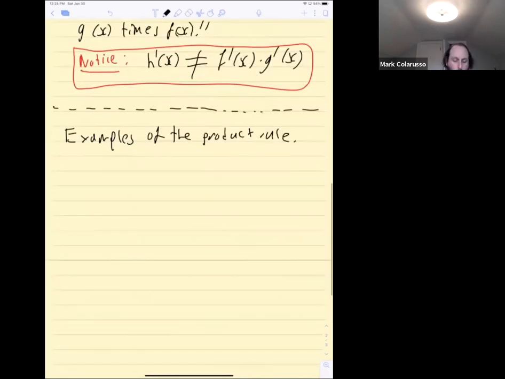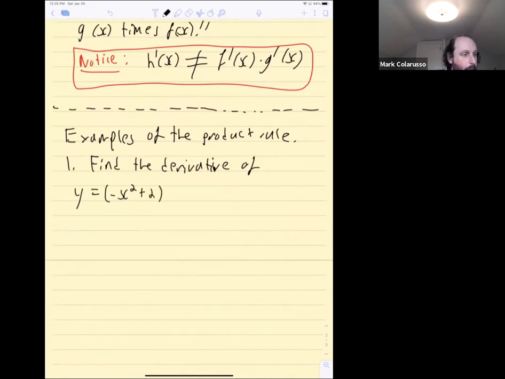The first example is quite basic. From the PDF, find the derivative of the function y is equal to minus x squared plus 2 times x over 2 minus 1. Okay, so to find the derivative, this is a product of two functions.